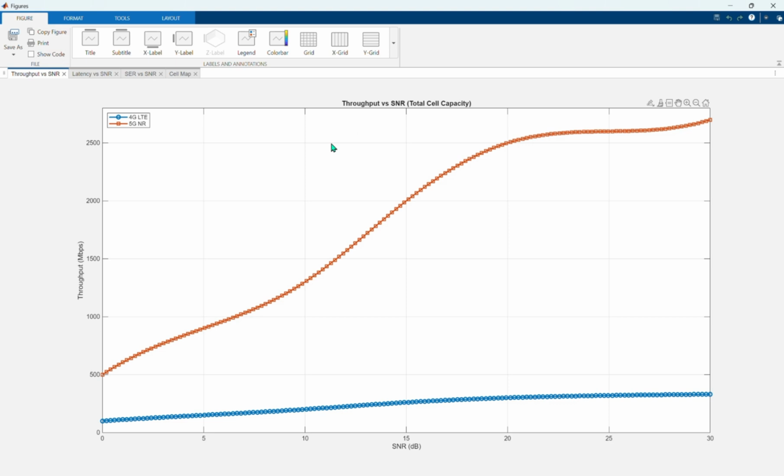This improvement comes from 5G's wider bandwidth, massive multiple input, multiple output technology, and ability to operate in millimeter wave frequencies that support much higher data rates. Essentially, as the signal quality improves, both systems transmit data faster, but 5G's efficiency and advanced spectrum utilization allow it to scale almost 8 times higher than 4G.